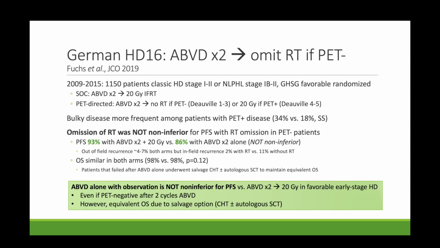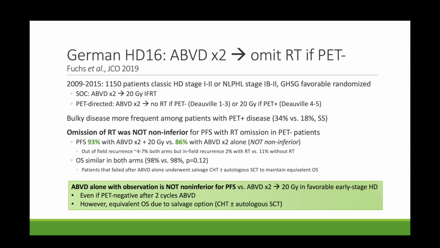And so the progression-free survival was 93% in the patients that received ABVD times 2 followed by 20 gray if they had PET negative disease, versus 86% if they just received ABVD times 2 cycles alone and no further radiation. And so the omission of radiation in PET negative patients could not be considered non-inferior. And so the primary endpoint was not met in this study.